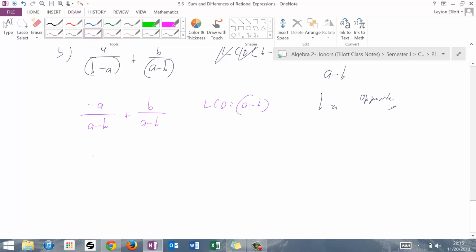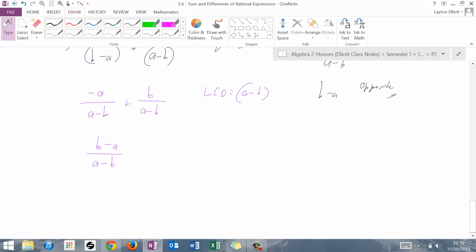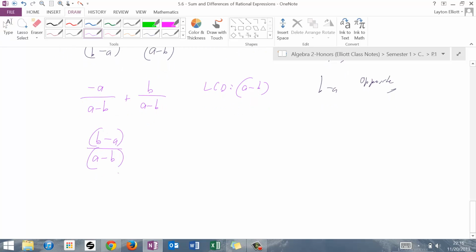So when I add them, I get b minus a over a minus b. Once again, b minus a and a minus b are opposites, and they're going to cancel or divide by each other to give you a negative 1.